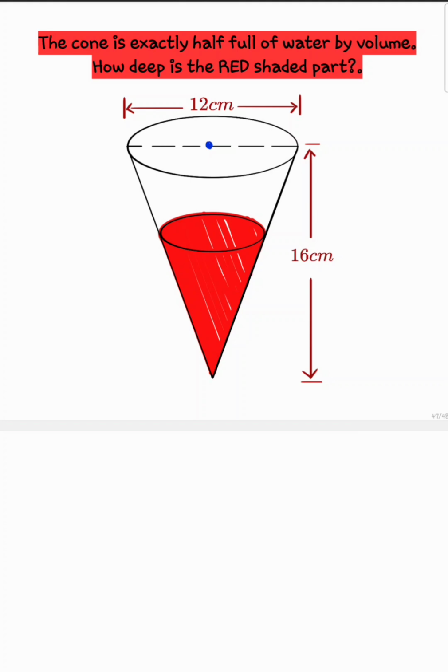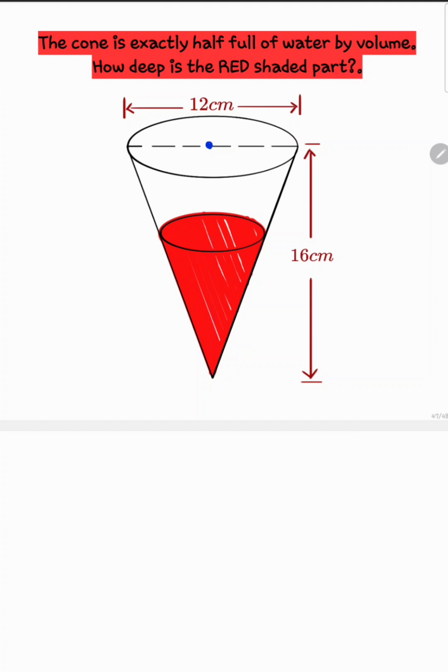We are going to be solving a problem that involves a cone, and the question goes thus. The cone is exactly half filled with water by volume. It is half full of water in terms of volume. How deep is the red shaded part? This red shaded part, how deep it is. How deep it is logically is talking about the height of this red shaded part.